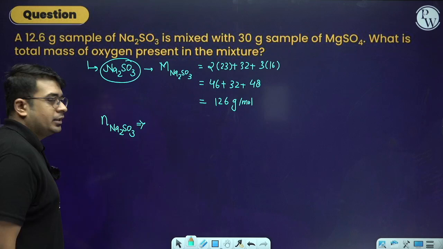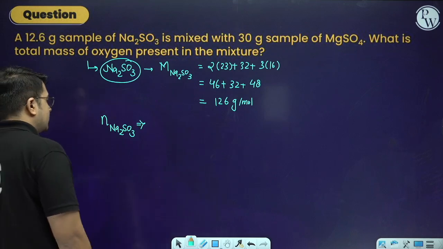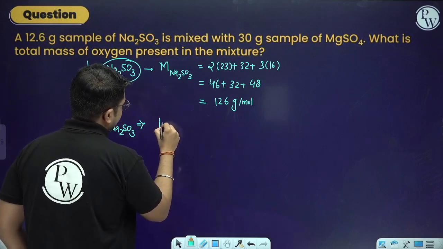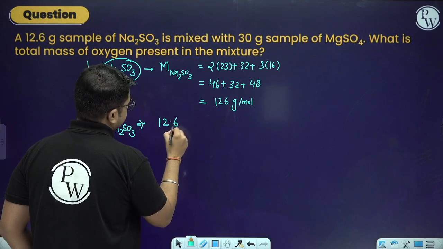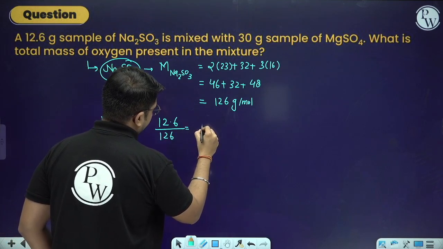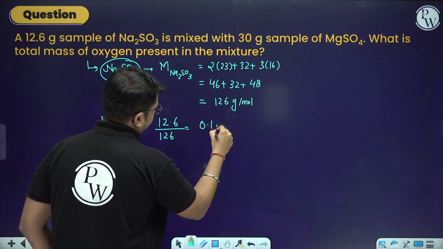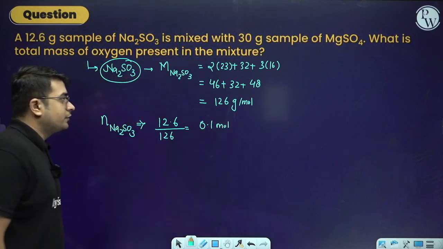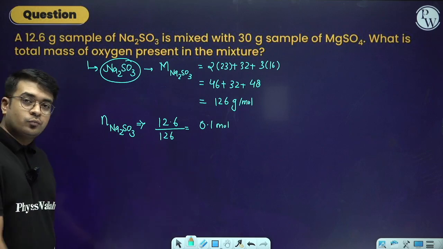Can I calculate the number of moles of Na2SO3? Yes, very easily. I can say given weight, which is 12.6 gram, divided by its molar mass, which is 126. So I can say that will be 0.1 mole. So we have the first calculation related to the number of moles of your Na2SO3.